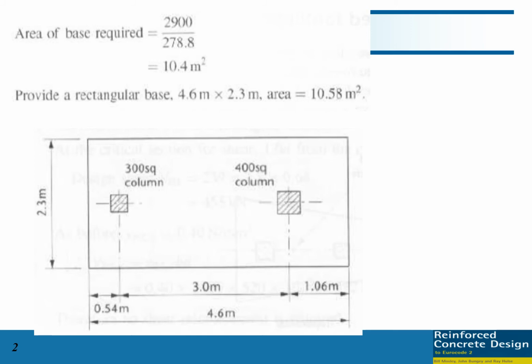You can see here the distance between the two columns is 3 meters. The distance from the center line of the left column to the edge of the footing is 0.54 meter. And the distance from the center line of the right column, the 400 by 400 column, to the edge is 1.06 meter.